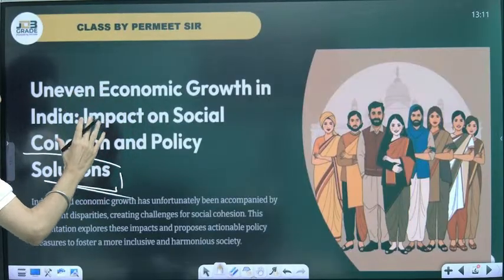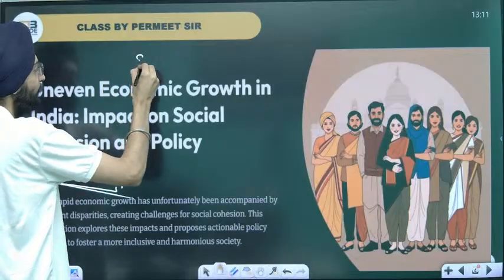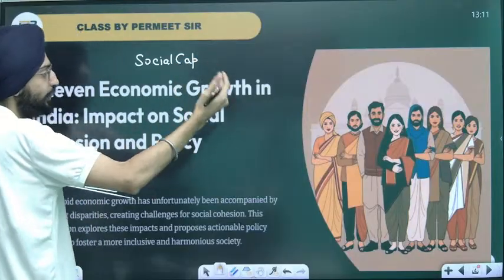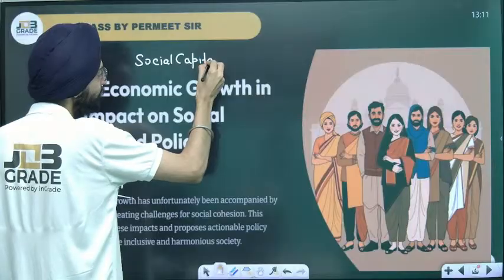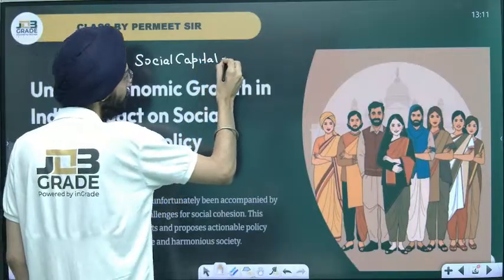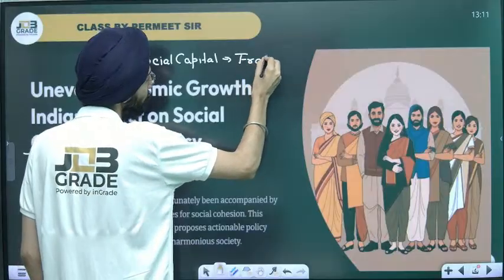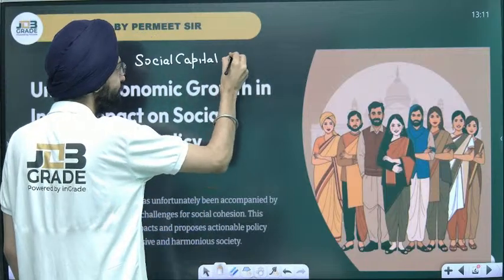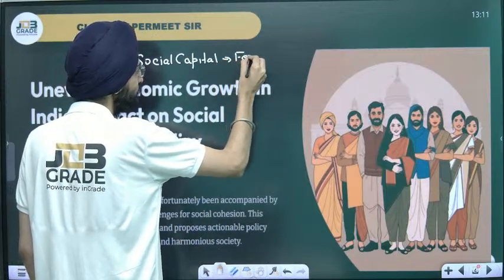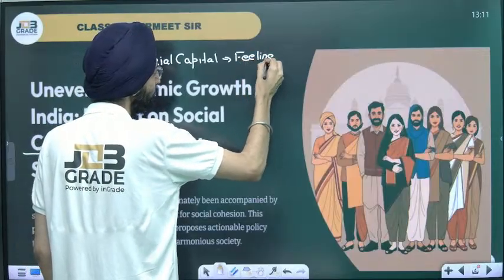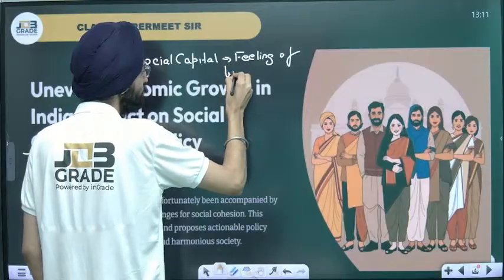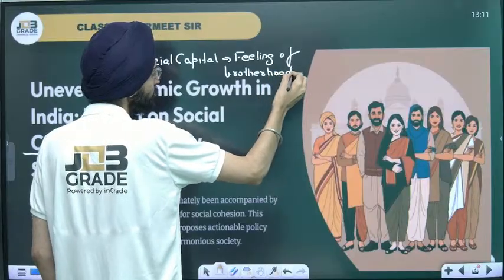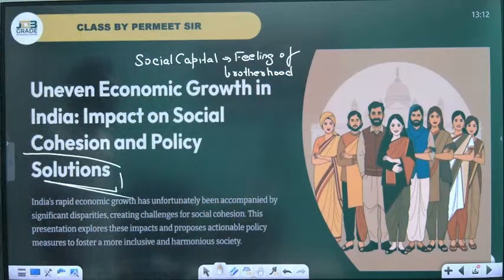When I talk about social cohesion, we are talking about what we call social capital. Social capital in simpler terms is nothing but fraternity. Fraternity is even mentioned in your Preamble as well. Social capital is nothing but fraternity, brotherhood, the feeling of brotherhood.